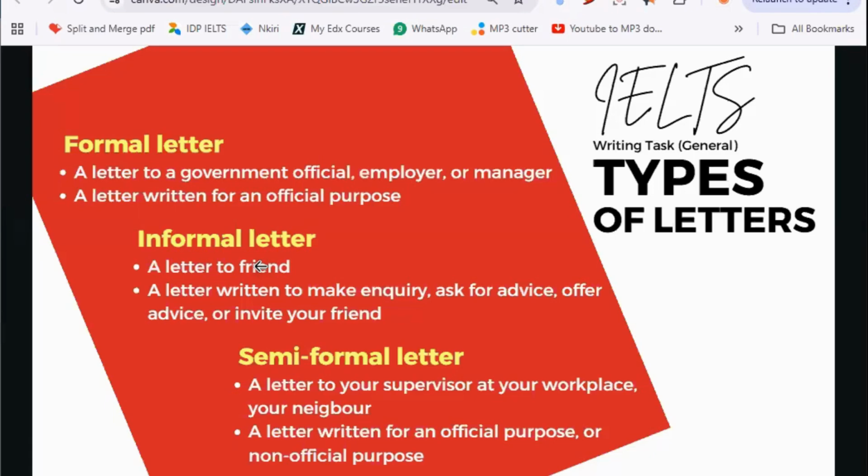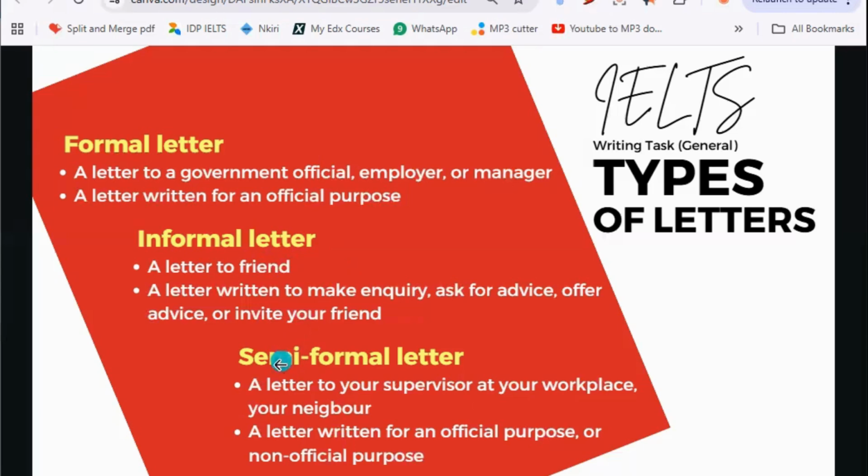Or you want to invite your friend, maybe to an event. Or you could even write a letter to a friend to apologize. That's another type of informal letter. But the bottom line is that an informal letter is a letter that we write to a friend, basically. And usually, most times, there's an amorous tone to that kind of letter.